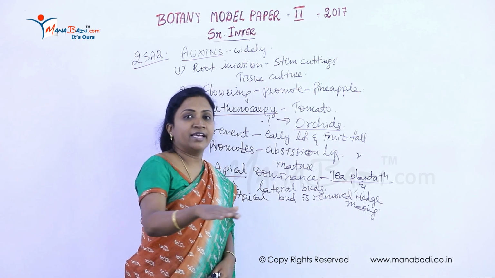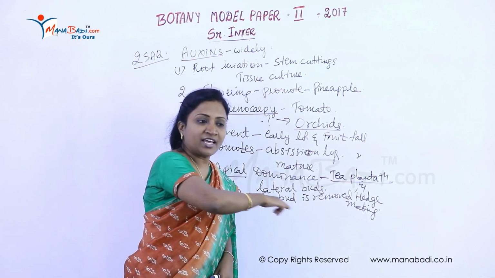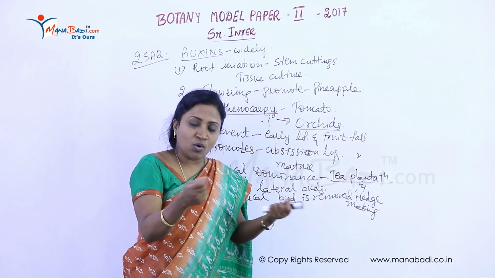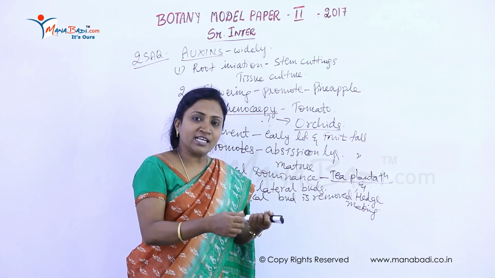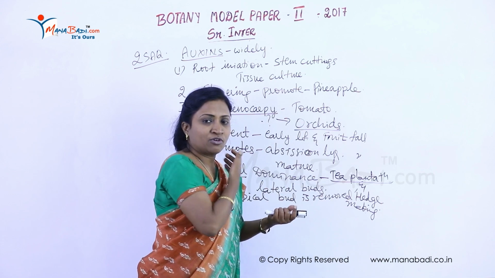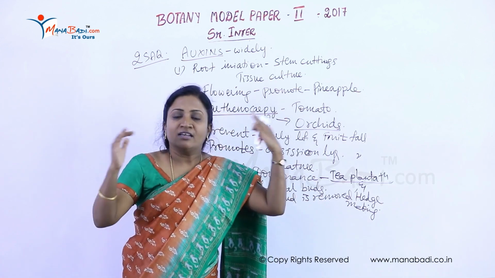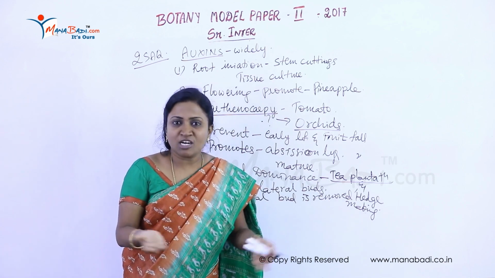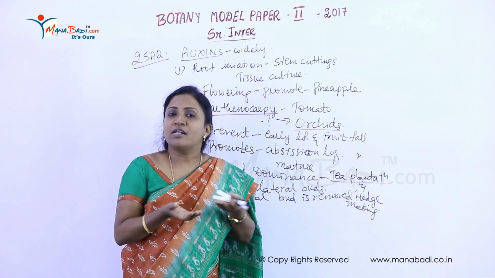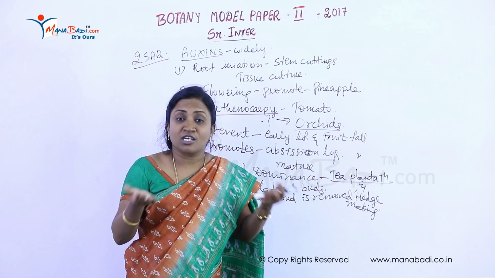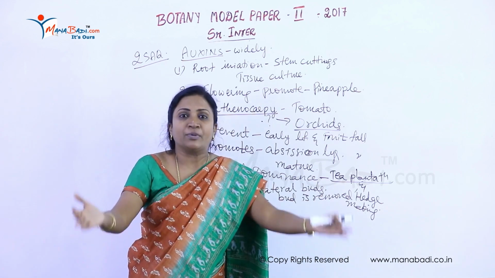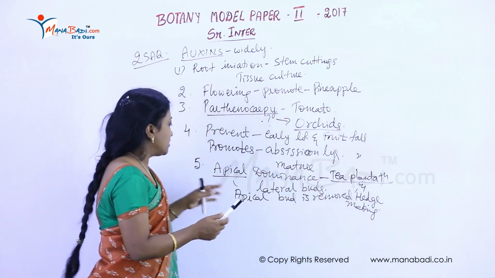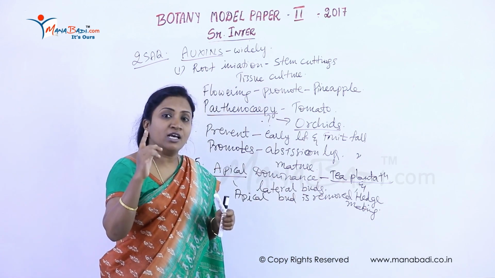Hedge making is fence making, which consists of plants. The plants are continuously cut. So what happens? If they are continuously cut, apical dominance is removed and we are activating the lateral buds, or the auxins present in the lateral buds. As the lateral buds are activated, lateral branches are produced, so they finally give a bushy appearance. So this is what the apical dominance is about.